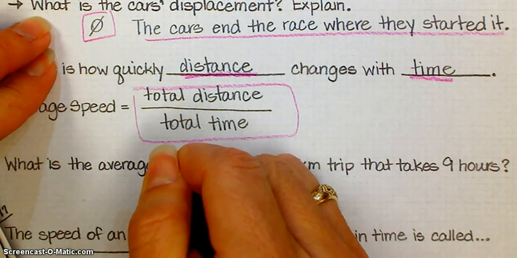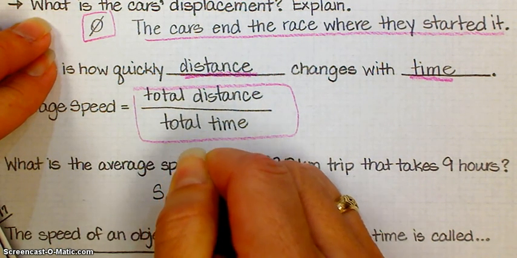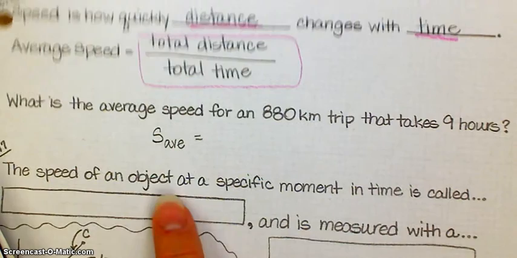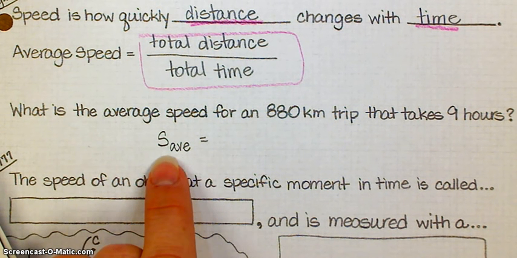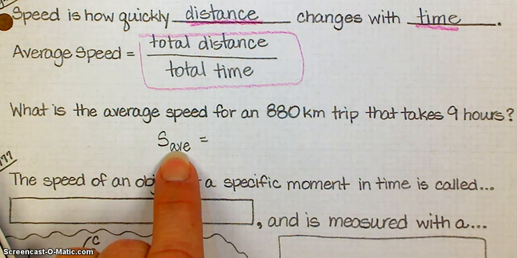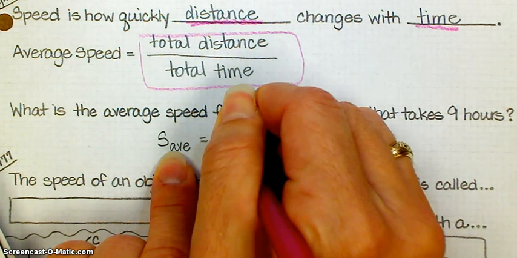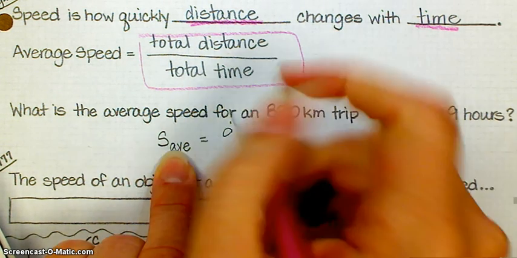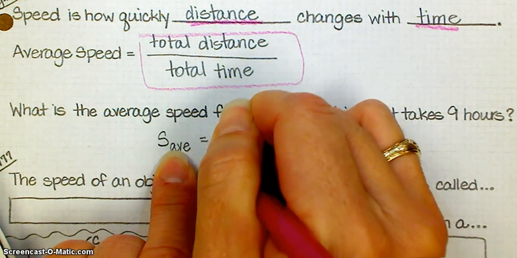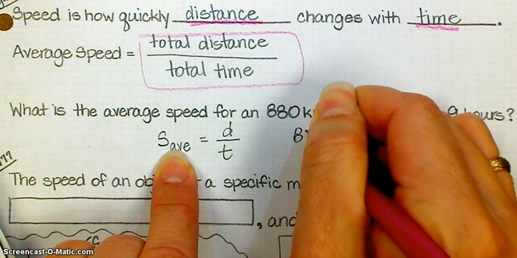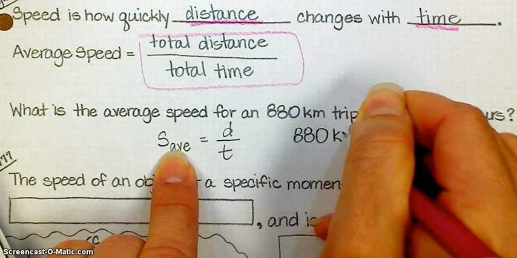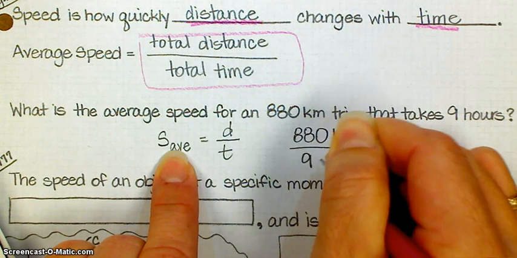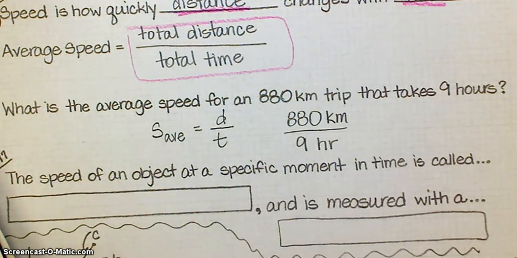Well, okay, and that is not the word save. What is that? S, which stands for speed, and then AVE, which stands for average. So this is average speed equals the total distance divided by total time, 880 kilometers divided by 9 hours, okay?